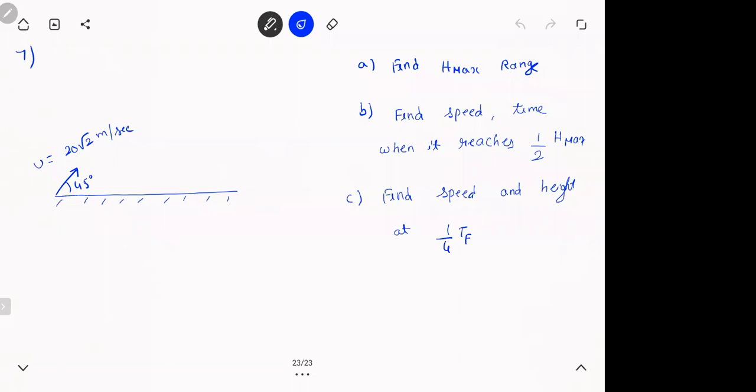First one is easy. You should have got it. Just dump it in the formula, H max is u square, that is 20 root 2 whole square, sine square theta by 2g. That's 400 into 2 into 1 by root 2 whole square, so that is 2, 10, 20 meters. So the maximum height is 20 meters.